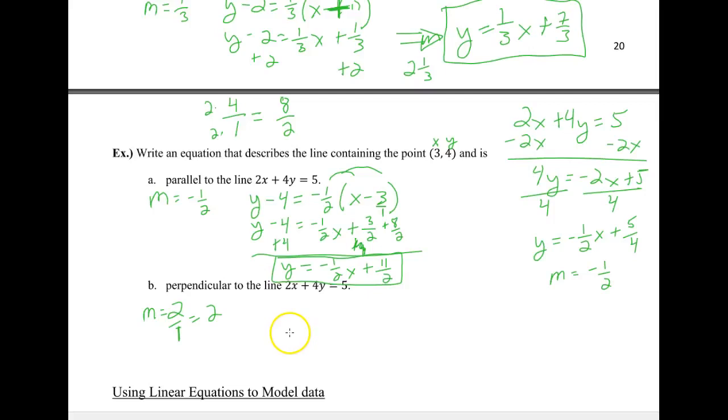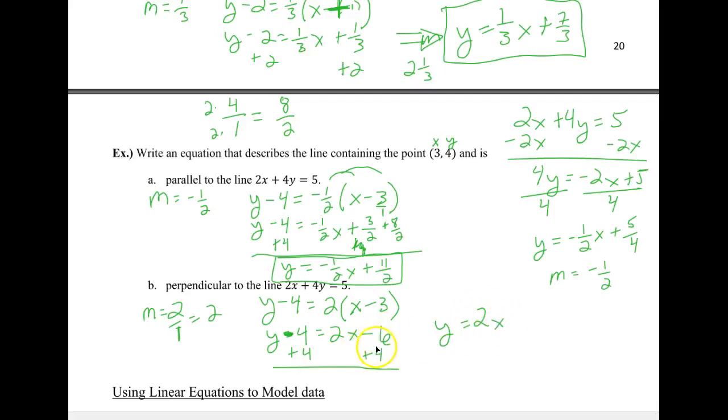Same thing. I put it into my point slope form, which is y minus my y value equals my perpendicular slope times x minus my x value. Distributing, whoops, that's minus. 2 times x, 2 times a negative 3, and then adding 4 to both sides. I end up with y equals 2x, a negative 6 plus 4 is negative 2. And that line should be perpendicular to our original line.